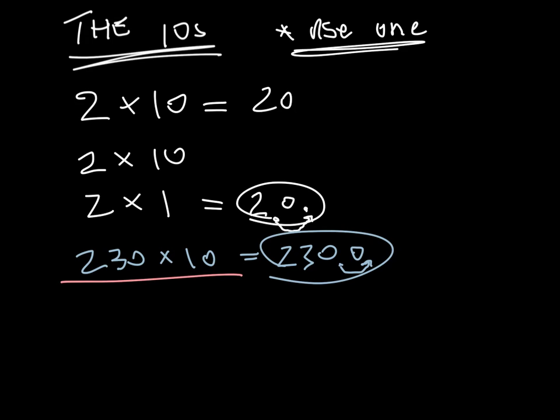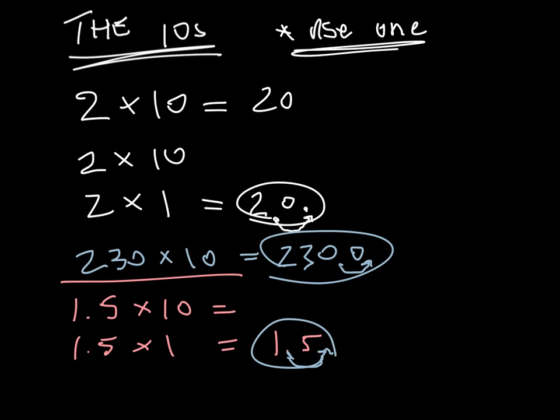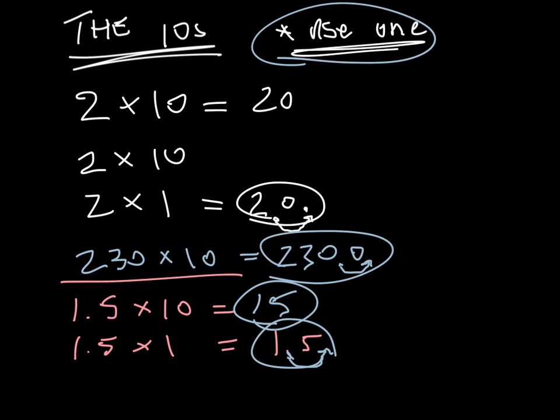Well, here's a little bit of a tricky one. If I had 1.5 times 10, I can do the same thing. I can use 1.5 times 1 equals 1.5, but now I've got to take my decimal here and move it 1 place value to account for the 10. So 1.5 times 10 is simply 15. You can use 1 to multiply by 10 and really can figure out just about anything really, really quickly.